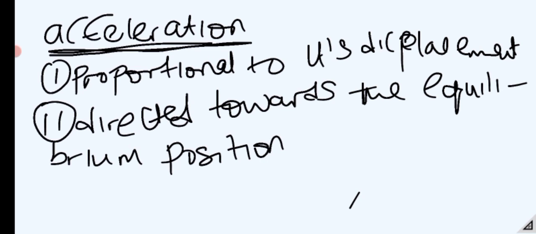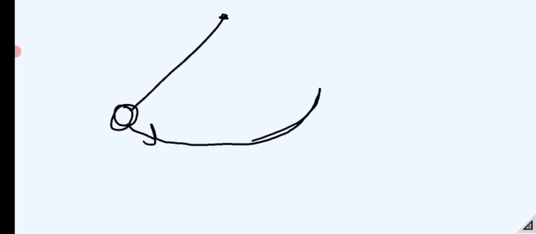Let me explain this very carefully. If I take a pendulum bob and I take the rope around this side, then I lift the rope and I allow it to swing. It will begin to swing up and come back again, up and come back again, right? Now the acceleration is proportional to its displacement.